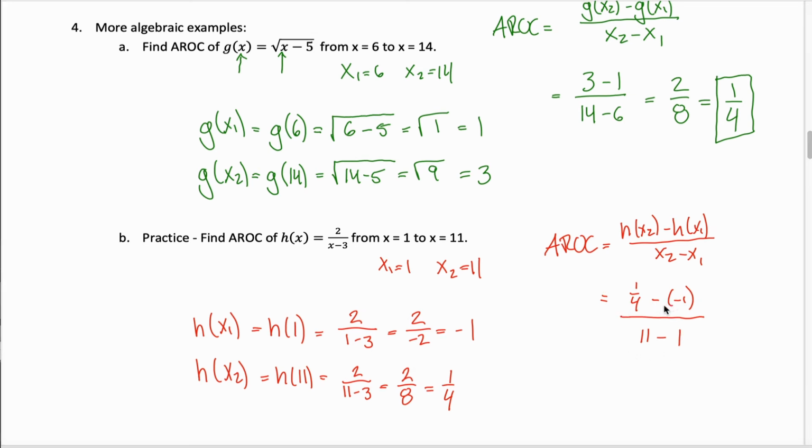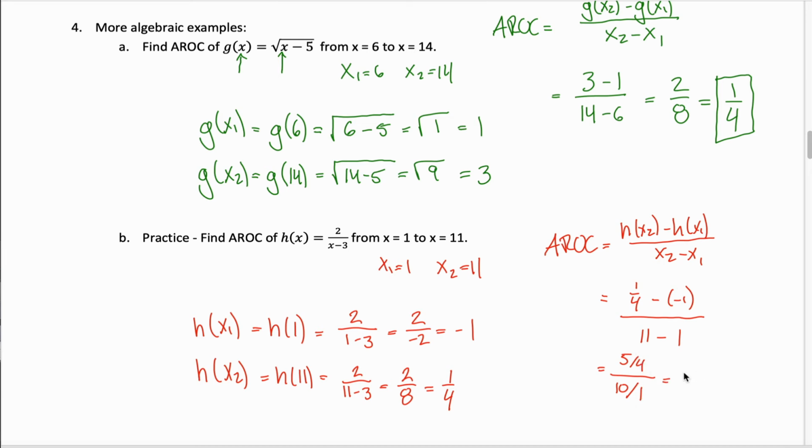1/4 minus negative 1 is the same as 1/4 plus 1. And if you think about that plus 1 as plus 4/4, you can get that the numerator is 5/4 and the denominator is 11 minus 1, or 10. When we're dividing fractions by numbers, it helps to make it a fraction divided by a fraction. So I'll change that 10 into 10 over 1.